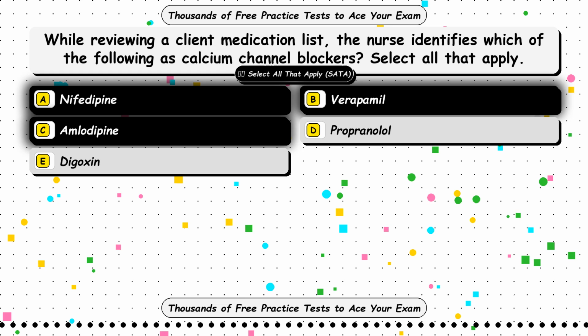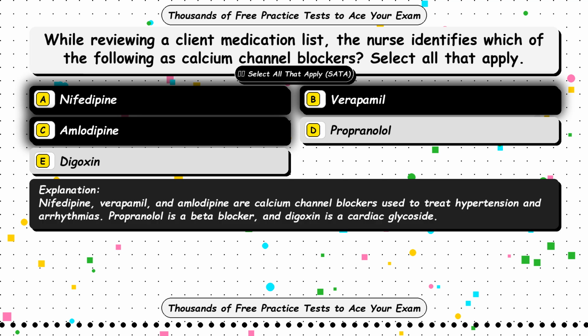The correct answers are options A and B and C, nifedipine, verapamil, amlodipine. Nifedipine, verapamil, and amlodipine are calcium channel blockers used to treat hypertension and arrhythmias. Propranolol is a beta blocker, and digoxin is a cardiac glycoside.